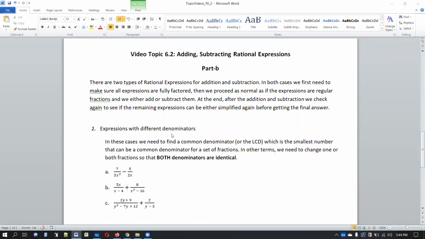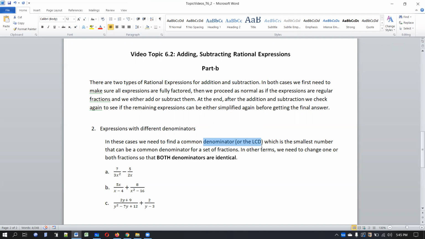Hi, hello everyone. So this is our second video dealing with adding and subtracting rational expressions. This is the second part, part B, where we are dealing with rational expressions that have different denominators. In the first video, I covered the situation where the denominators are the same. And now this is the video where we have to do something, and that usually involves finding another denominator.